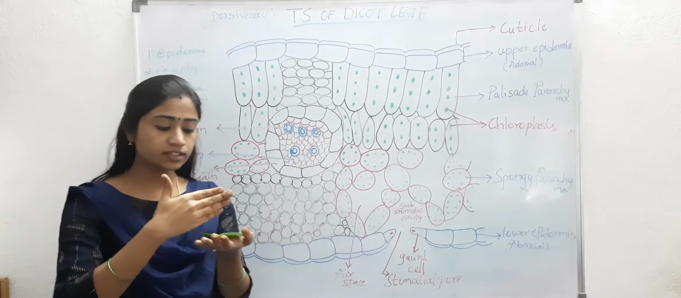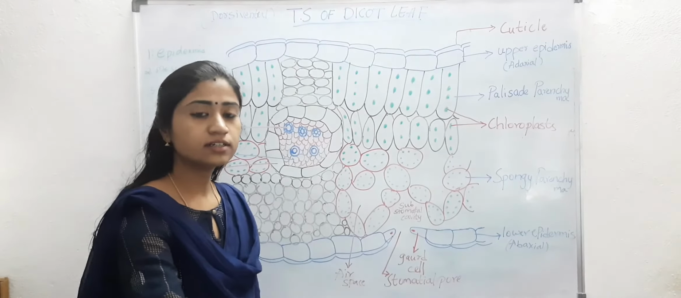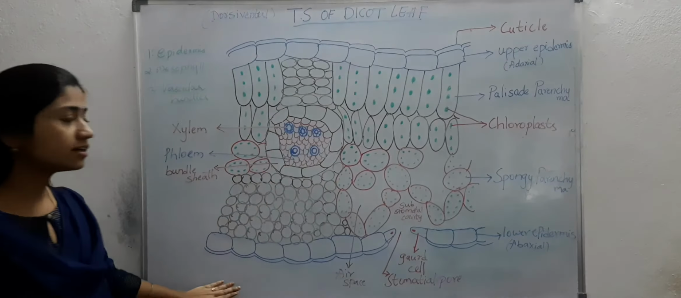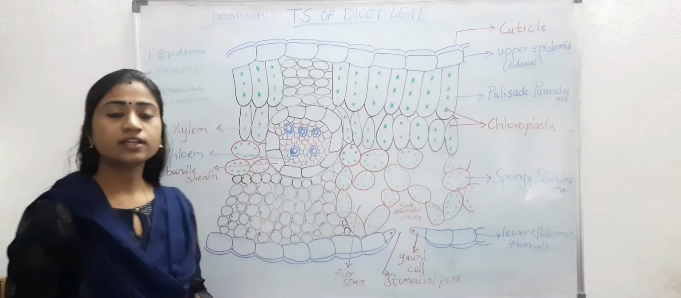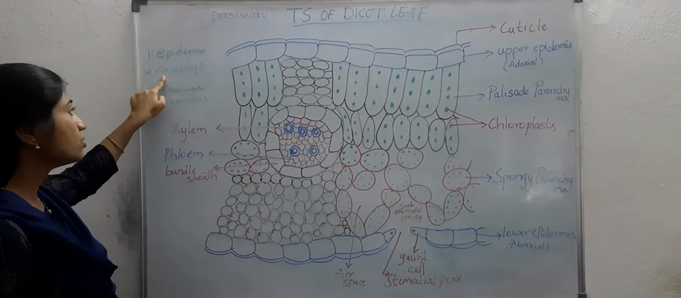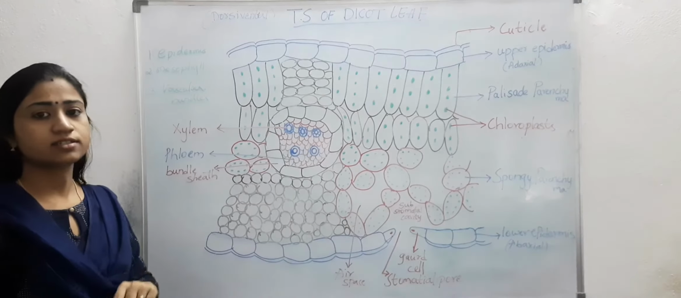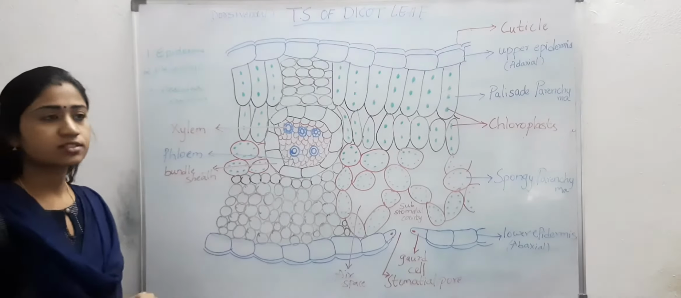If we cut this dicot leaf in transverse section, you can see the following parts in that leaf. Here in the dicot leaf, you have three main parts. They are epidermis, mesophyll, and vascular bundles. First, let's discuss the epidermis.